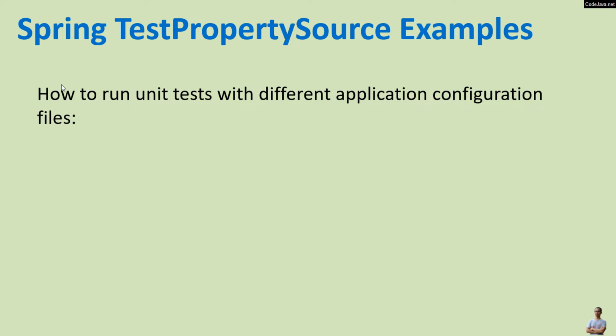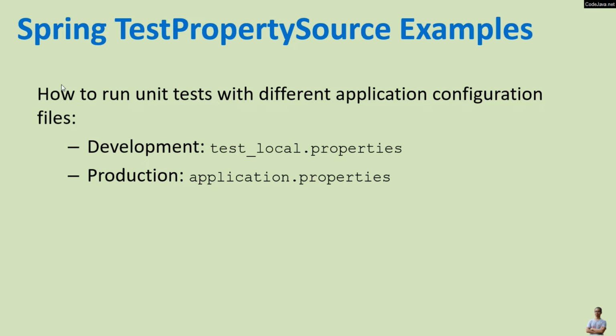So in this video, I'd like to share with you how to run unit tests with different application configuration files in Spring Boot. Let's say in development, we want to run our unit test with the test local properties file. And in production, the application should run with the primary configuration file application.properties.